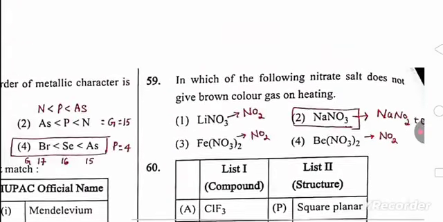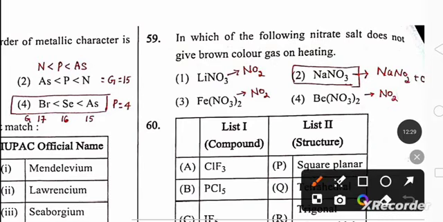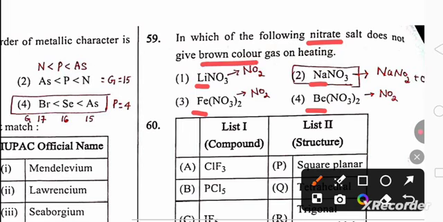Let us move to the next question. In the next question, which of the following nitrate salts, lithium, sodium, iron, beryllium nitrate salt, does not give brown color gas? Brown color gas is nitrogen dioxide gas.